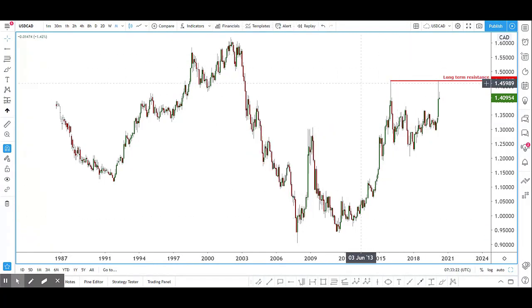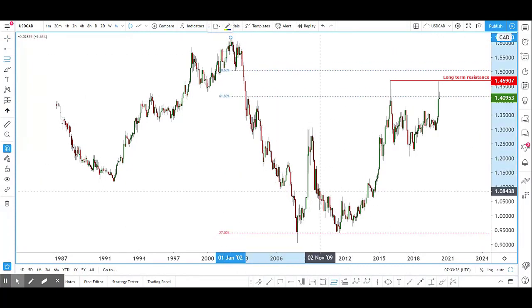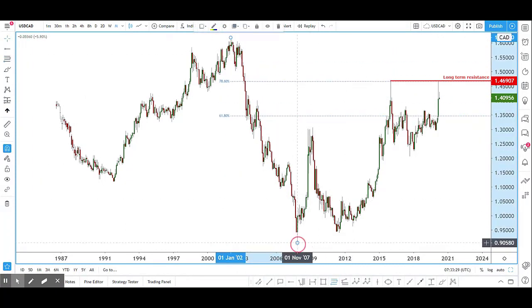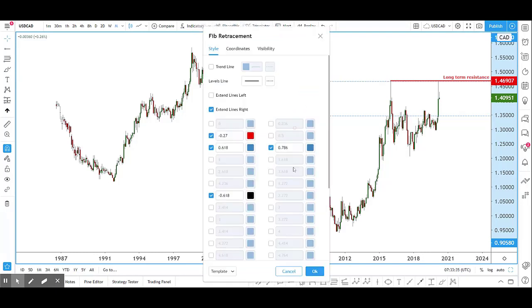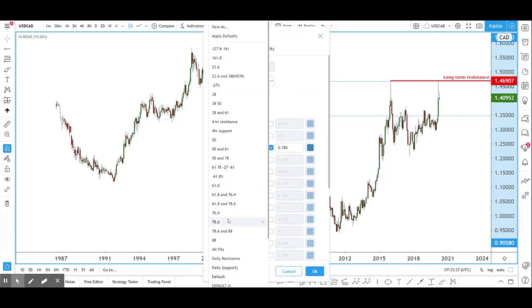And what we want to do is also to confirm this level with Fibonacci ratios. So let's take a retracement from the swing high here all the way to the swing low. And we see that price actually tapped the 78.6 retracement twice. So since this is a strong level, let's keep it there.